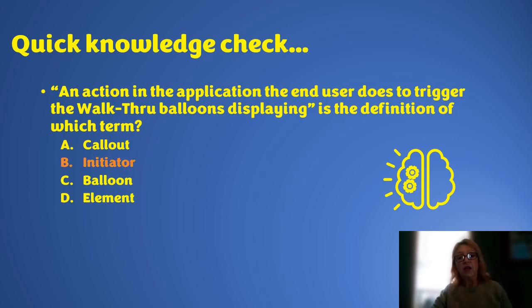So the initiator in Salesforce and in WalkMe is whatever it is you did to trigger the walkthrough balloons, that's the technical term, displaying on various parts of the screen. For example, if you click Create New in Salesforce, the balloon should pop up and tell you this is where you create a new sales quote.